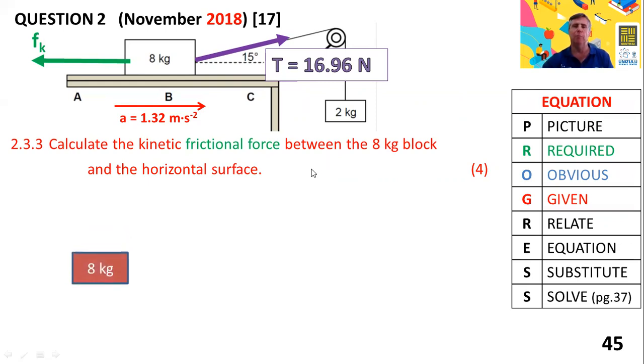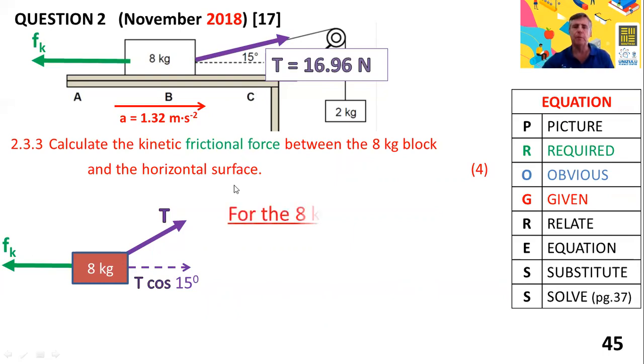So for the 8 kilogram block, because it's moving on a tabletop, we're only going to consider horizontal forces. So we're not going to worry about its weight or the normal force. We have the force of kinetic friction to the left. That's what is required. We have the tension force to the right, but we're going to take the horizontal component of that, which will simply be T cos 15 degrees.